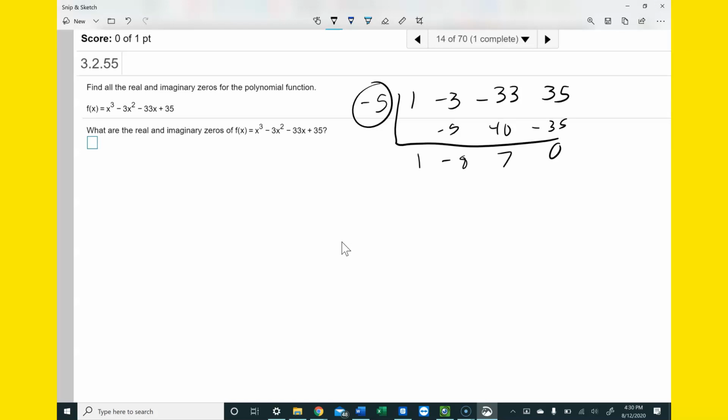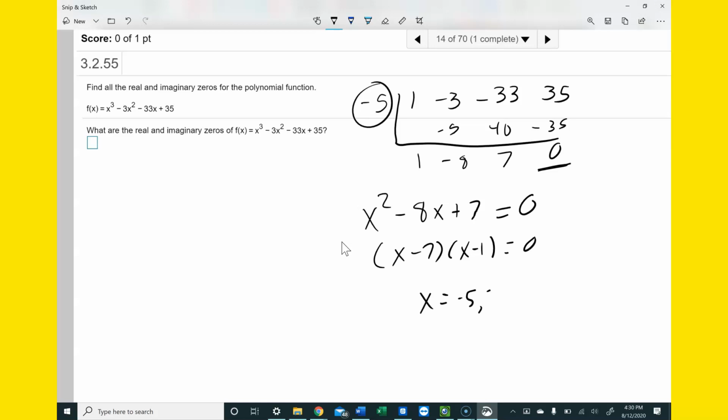So negative 5 worked because we got a remainder of 0, and we get x squared minus 8x plus 7 as the polynomial that's left. We factor that as x minus 7, x minus 1, and we still get x equals negative 5, positive 7, and positive 1 as the answers. So there's multiple ways you can go about this.